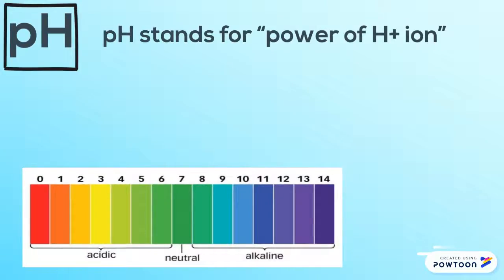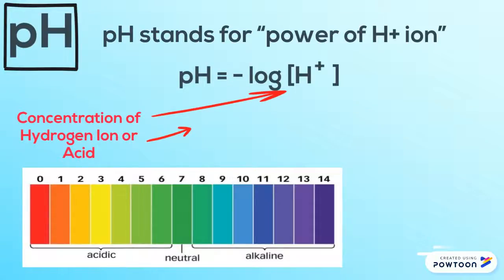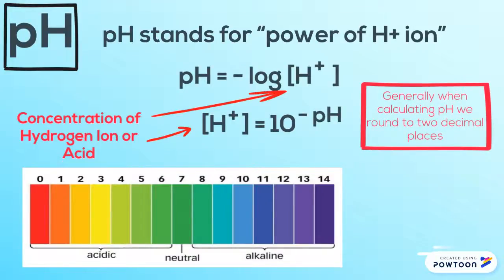Less than 7, we call those solutions acidic. Greater than 7, we call them alkaline or basic. And at 7 are neutral solutions. We can calculate pH using this equation, the negative log of the concentration of our hydrogen ion, or the concentration of our acid. And we can also do the reverse. We can find our concentration by taking 10 to the power of the negative pH. In general, we round our numbers to 2 decimal places.